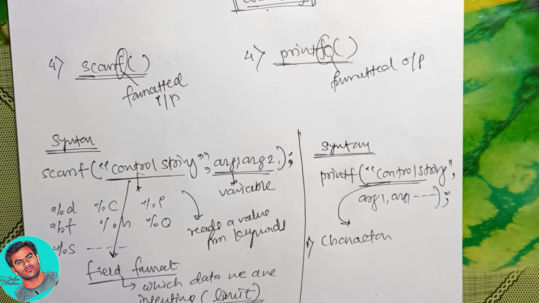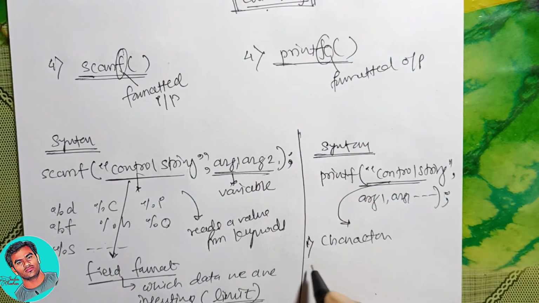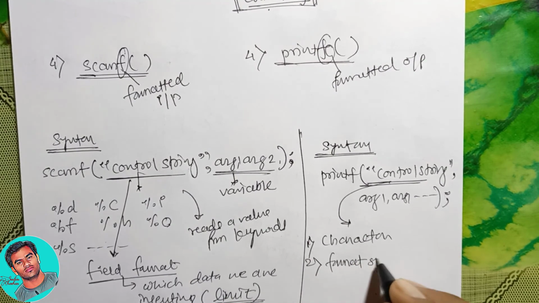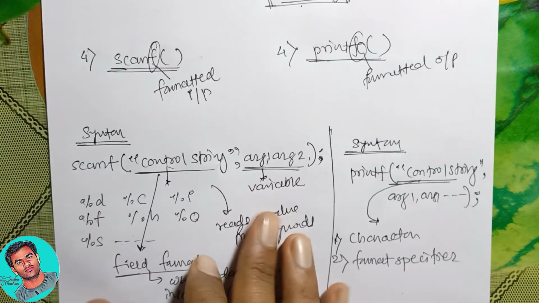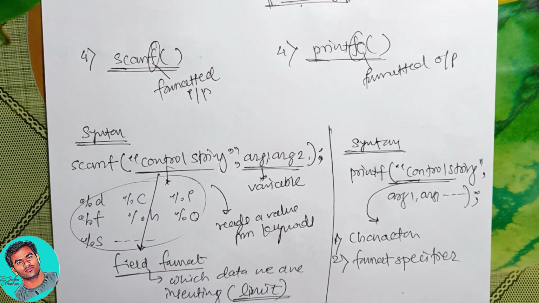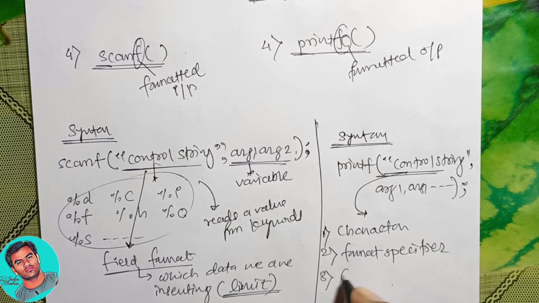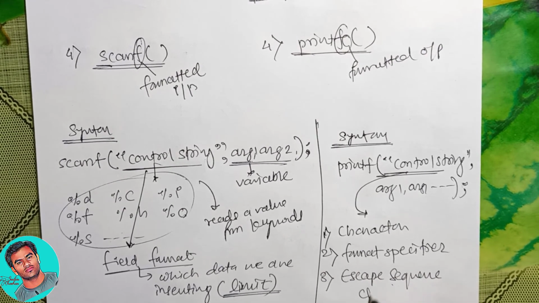So it is going to print a character, or have a character in my control string. The second one is a format specifier. We have already seen the format specifiers, and we use them in a control string. The third one is an escape sequence character.